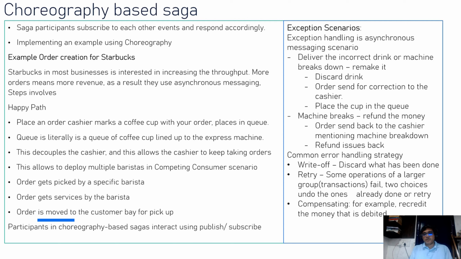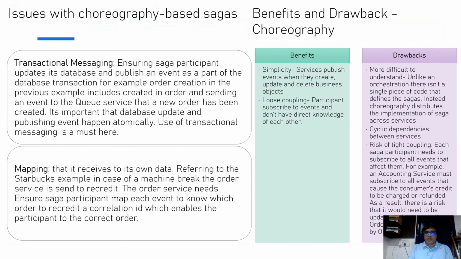Participants in the choreography-based Saga interact using the pub-sub model. So I just publish the event that the order has been created, and everything has to happen like magic. Exception scenarios are there, where things get a little more complicated. You deliver an incorrect drink or a machine breaks down. What actions do you take? Similarly, you might refund the money. Common error handling strategies include write-off, retry, and compensating.